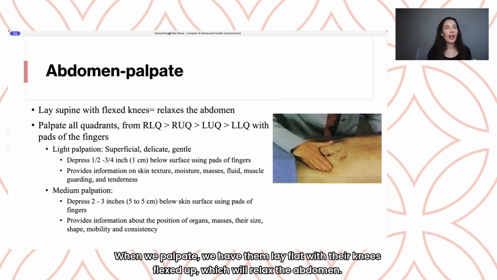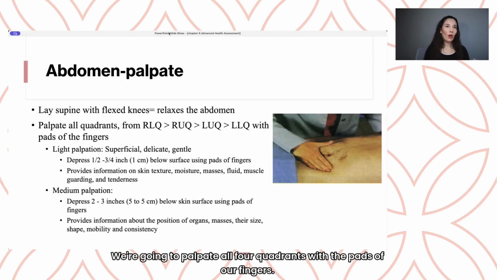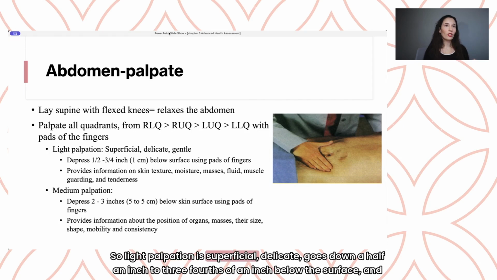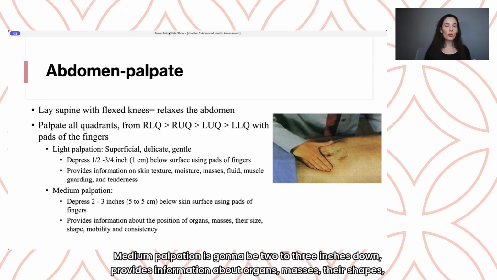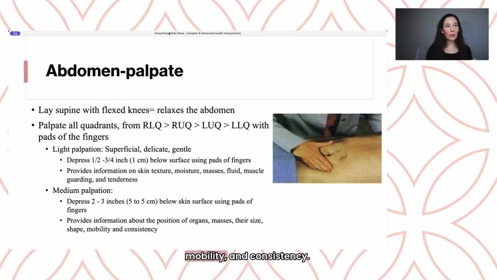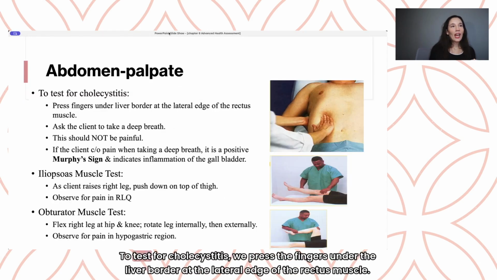When we palpate, we have them lay flat with their knees flexed up, which will relax the abdomen. We're going to palpate all 4 quadrants with the pads of our fingers. Light palpation is superficial, delicate, goes down 1/2 inch to 3/4 of an inch below the surface, and provides information on skin texture, moisture, masses, fluid, muscular guarding and tenderness. Medium palpation is going to be 2 to 3 inches down, provides information about organs, masses, their shapes, mobility, and consistency.